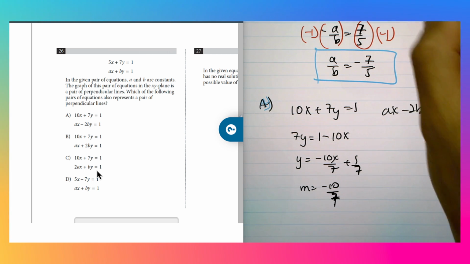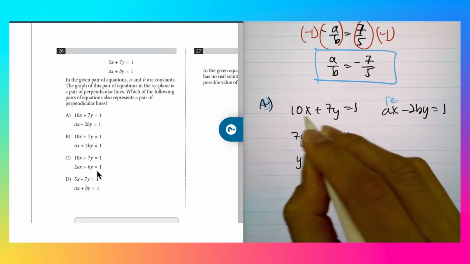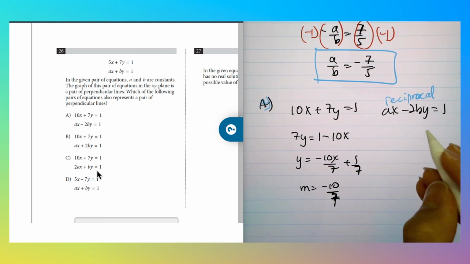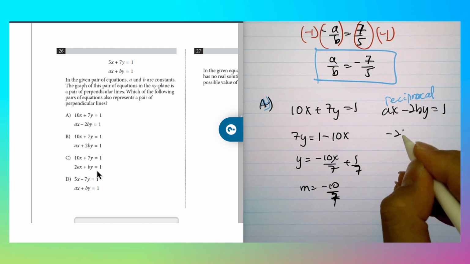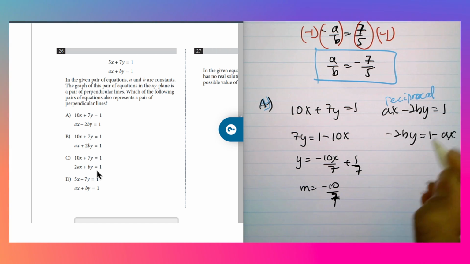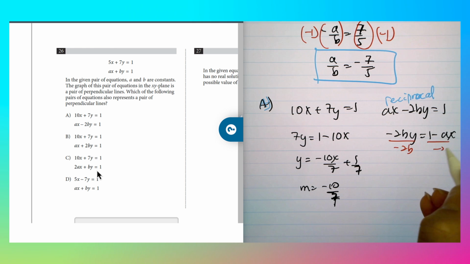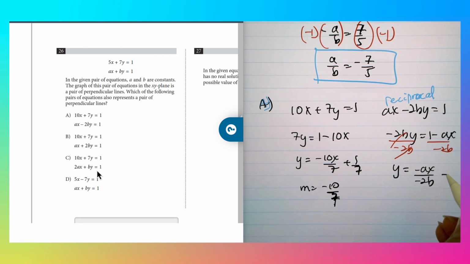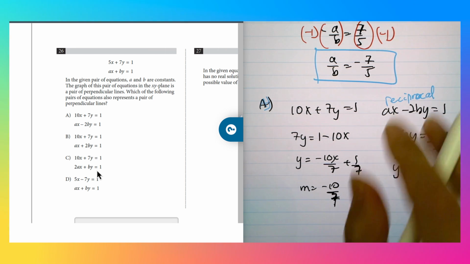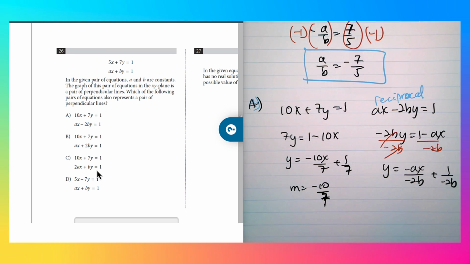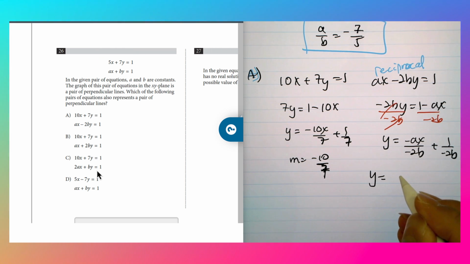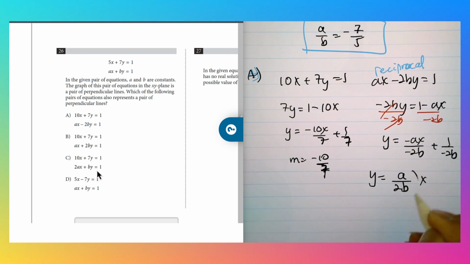Let's say this is a reciprocal again. Reciprocal of the equation 10x plus 7y equals 1. Okay, so we got negative 2by is equal to 1 minus ax, and divide both sides by negative 2b. Then you get y is equal to negative ax over negative 2b plus 1 over negative 2b. Alright, so that's what you get here, and you get y is equal to a over 2b x, and that's your slope.